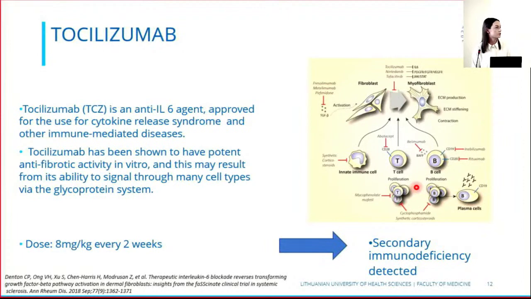immunotherapy with tocilizumab. And because we know that tocilizumab has been shown to have potent antifibrotic activity, we decided to give a dose of 8 milligrams per kilogram. And finally, we can say that even after the first dose, the patient's condition got truly better.